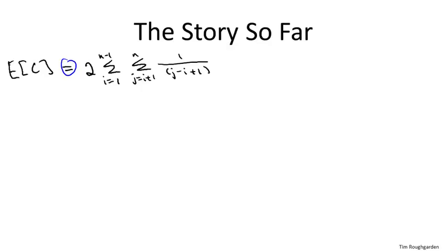Now the next question to ask is, what are we shooting for? Remember, the theorem we want to prove is that the expected number of comparisons, really the expected runtime, is O of n log n. So are we already done? Well, not quite. We're going to have to be a little bit clever.